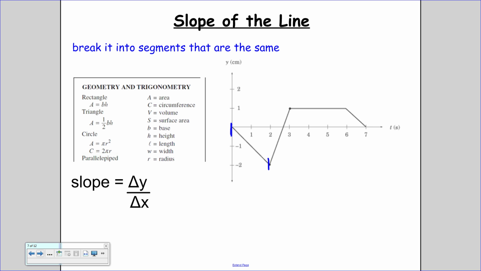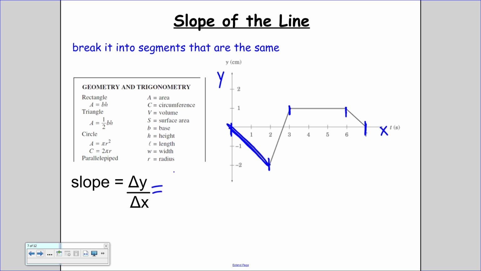So we have 0 to 2 seconds, 2 to 3, 3 to 6, and 6 to 7. Okay? So when the slope changes, you get to start all over again. So if I want to know the slope of the line from 0 to 2 seconds, slope is change in y over change in x. Y is your up and down axis, x is your across axis.